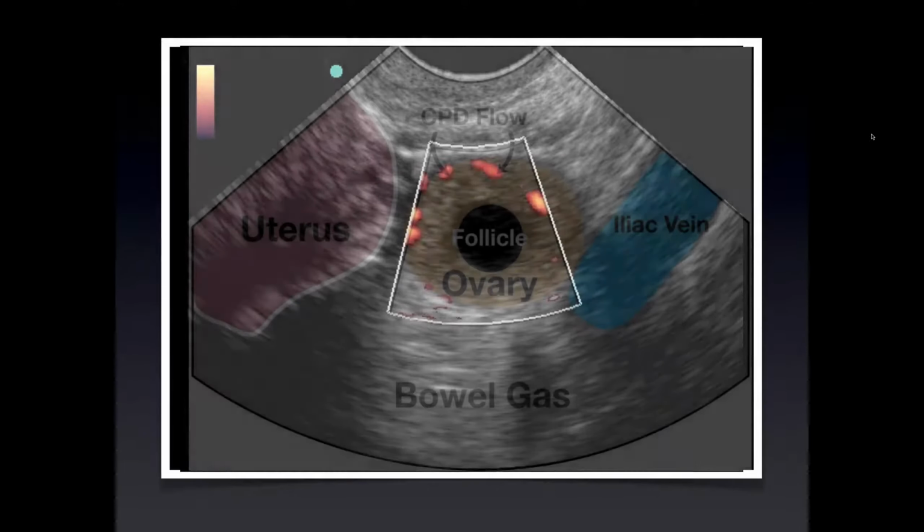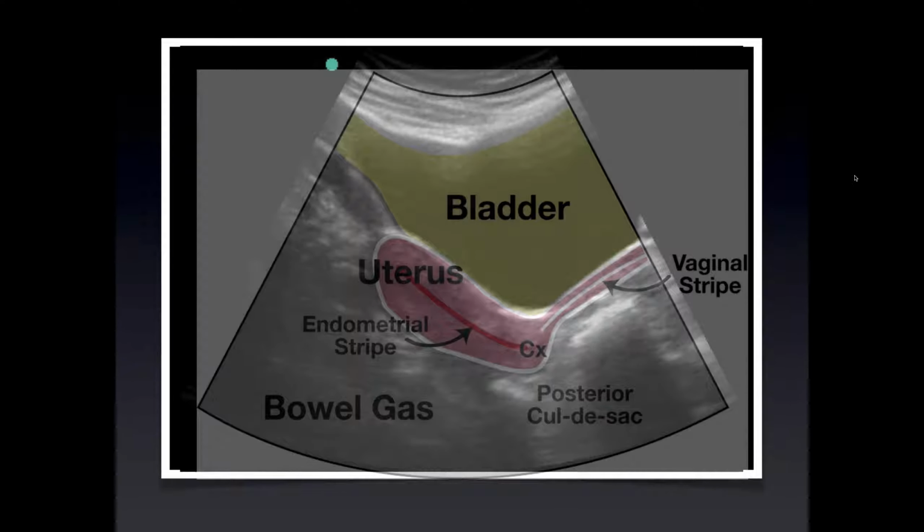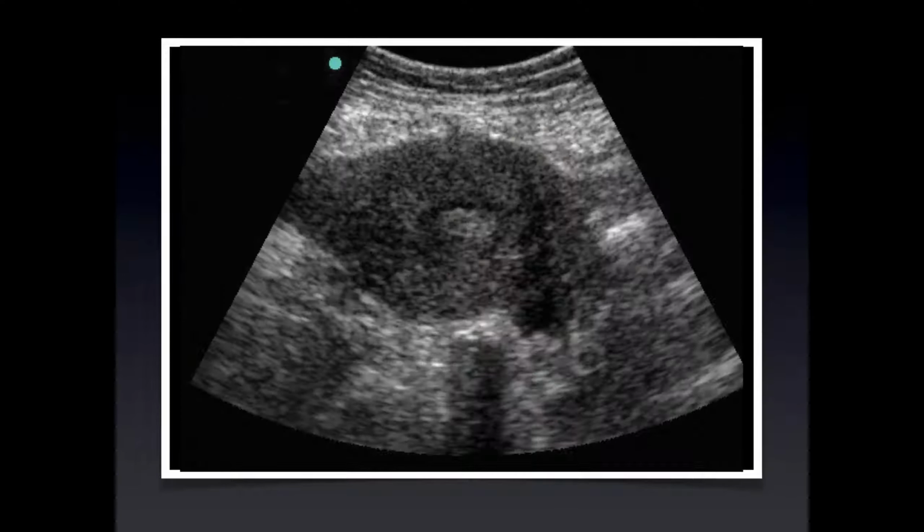Here again with the anatomy labeled. This is sagittal plane on transabdominal imaging. The uterus is located behind the bladder, and this is the cervix and vaginal stripe. This is the uterus transabdominally in transverse plane. Again, the uterus is donut shaped, posterior cul-de-sac, anterior cul-de-sac.